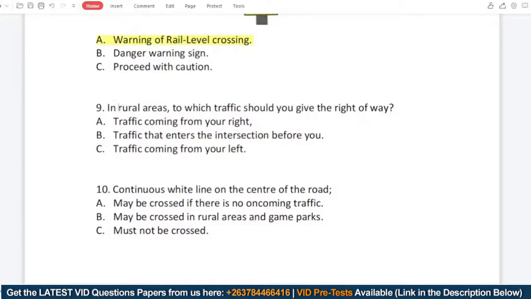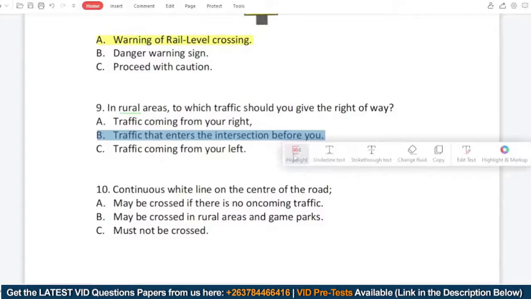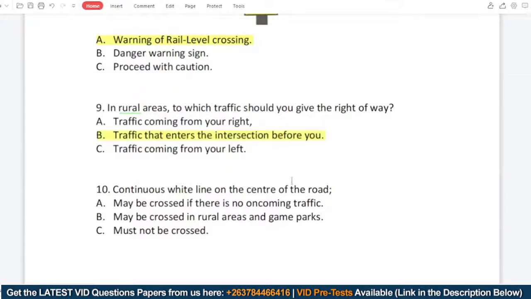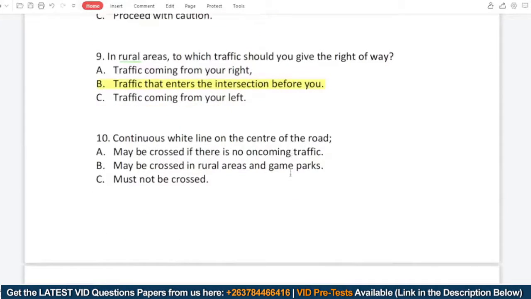But if it was in urban areas, it will be a different story. In urban areas, give the right of way to traffic from your right. But the keyword here is rural, which changes the answer. So you give the right of way to traffic that has entered the intersection before you. So the correct answer for number 9 is B.